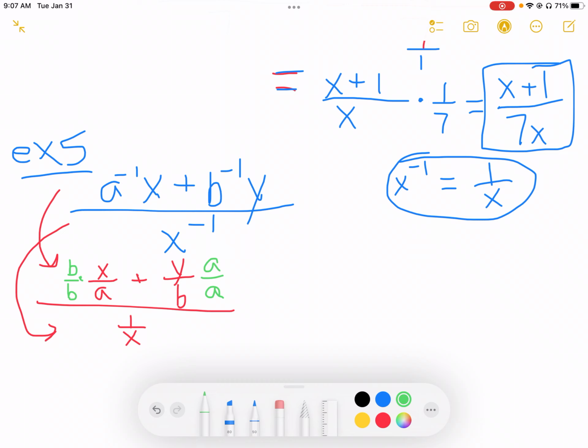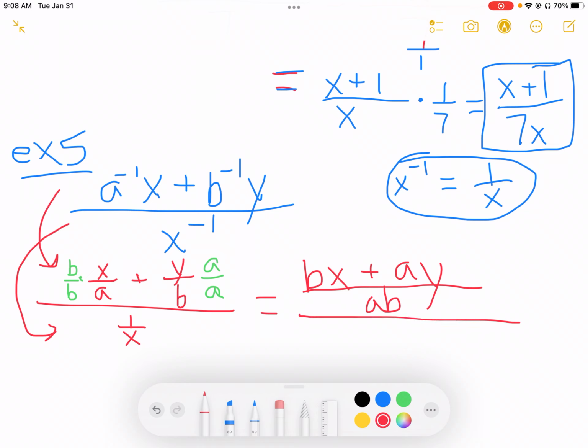Okay, so then if I want to write what I have over here, this is equal to bx plus ay over ab. Hopefully you guys see what that is. My denominator now is ab, so I can add my components on the top together. And then again, I still have my denominator here, I have 1 over x.